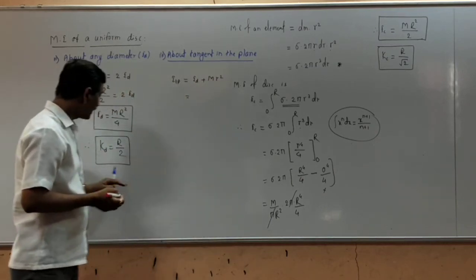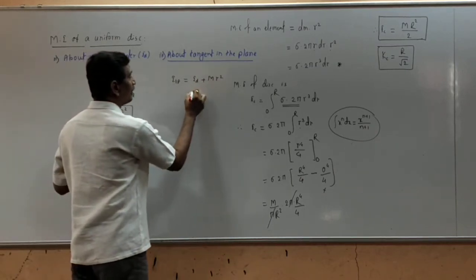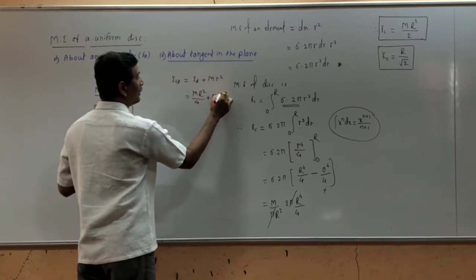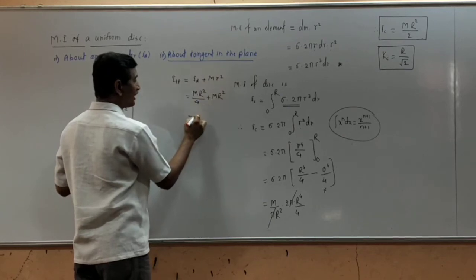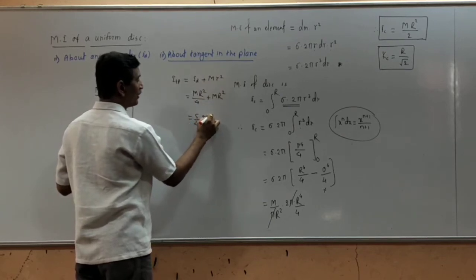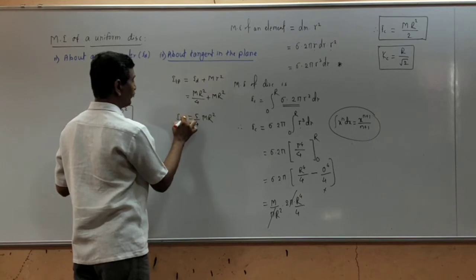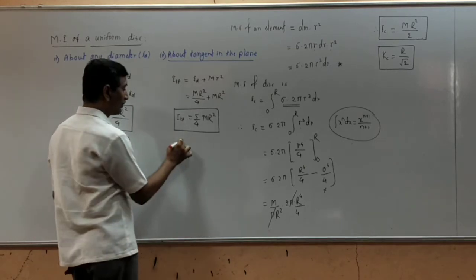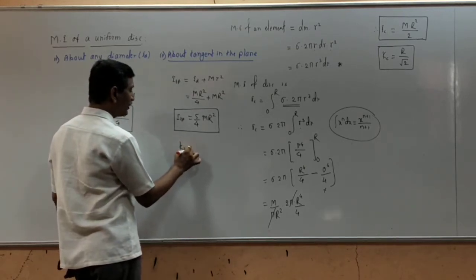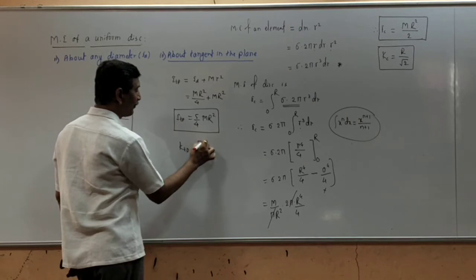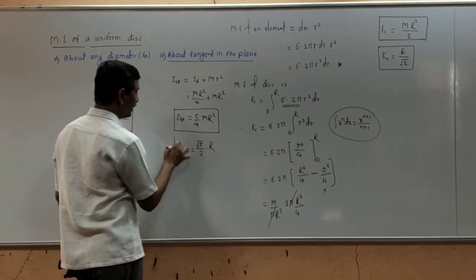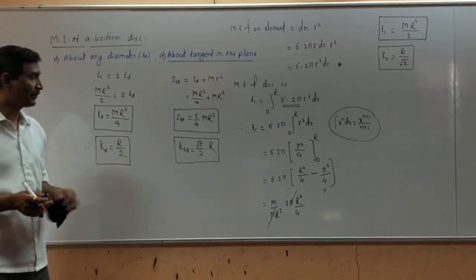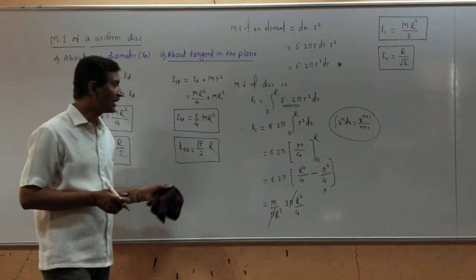What is the formula for ID? It is MR square by 4. And small r is nothing but capital R. Therefore, it is 1 MR square plus 4 MR square, which means 5 by 4 MR square. Moment of inertia about the tangent in the plane is 5 by 4 MR square. Its radius of gyration is root 5 upon 2 into R. How? Compare this formula with k square. So k square is 5 by 4 R square, hence k is root 5 by 2 into R.